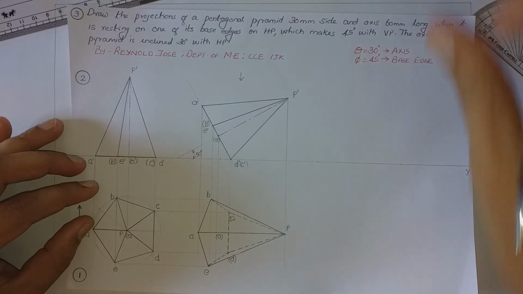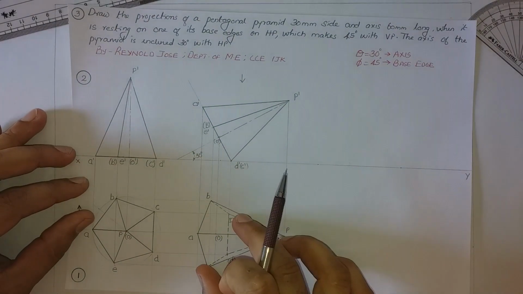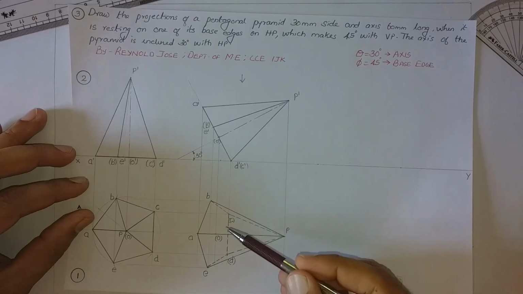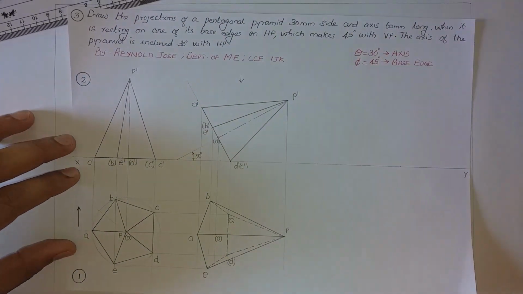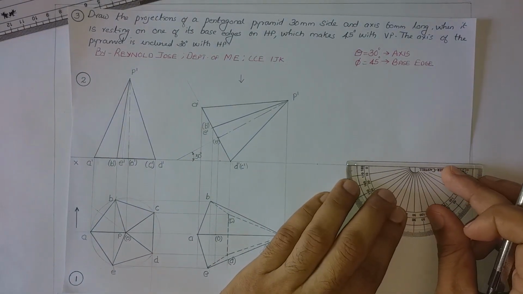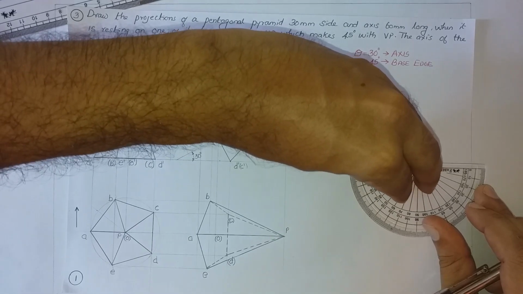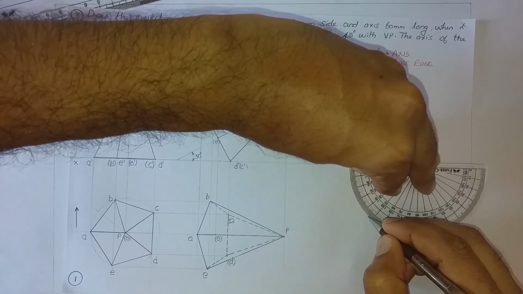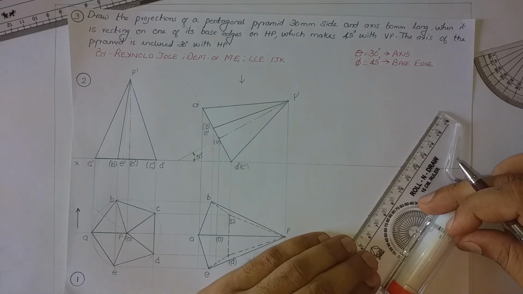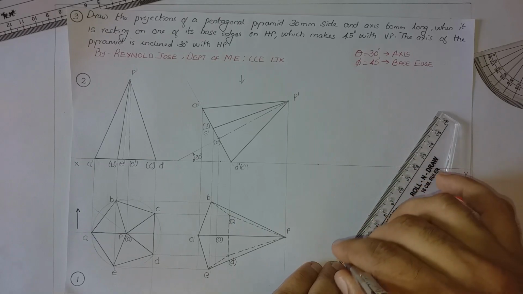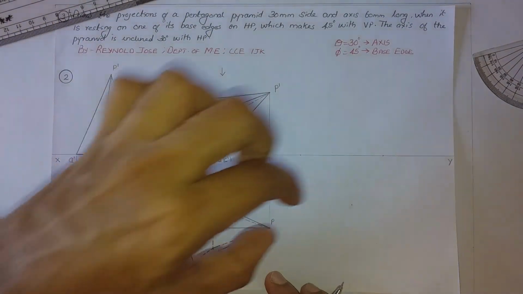So next, we have to apply angle phi for the base edge. So we have to reconstruct this diagram at an angle of 45 degree for the base edge on which it is resting. So the base edge on which it is resting is DC. So this is to be inclined at an angle of 45 degrees. So we shall take an angle of 45 degrees. Draw a thin line. Then fit this base edge DC to this 45 degree inclined line.